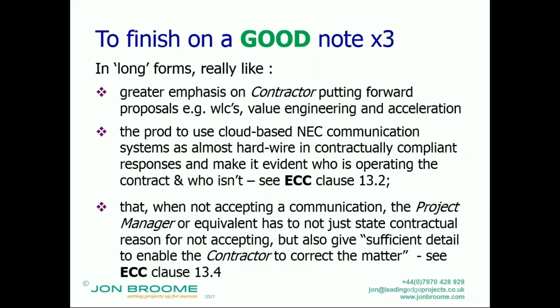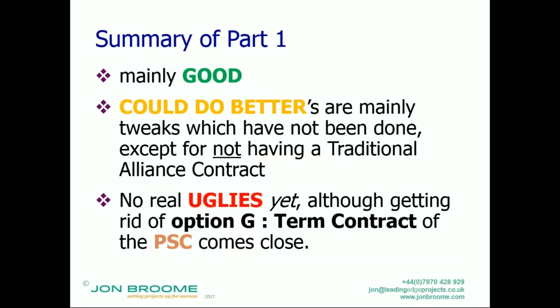And I also really like that when not accepting a communication, the project manager or the equivalent in other forms has to state not just the contractual reason for not accepting the communication, but also give sufficient detail to enable the contractor to correct the matter. Now, a good project manager should always have done that under the mutual trust and cooperation clause. Here it's stated explicitly. So rather than just saying, I'm not accepting your program because it's not practicable, they must say it's not practicable because of this operation here. So those are good, and I'll change over.